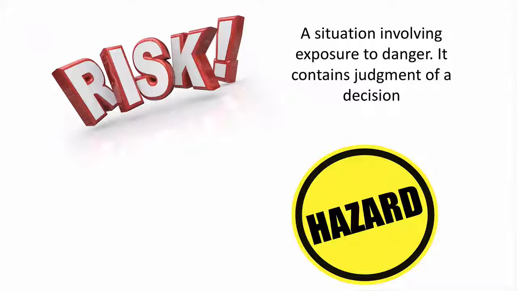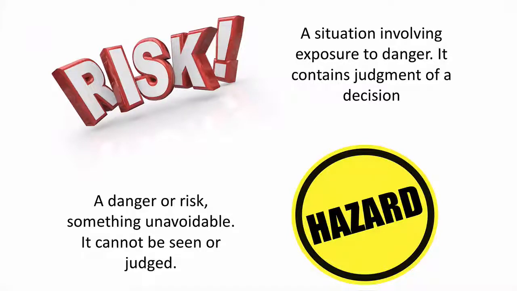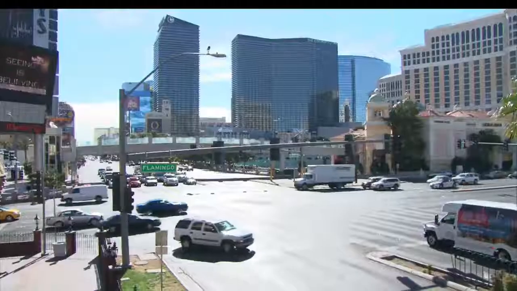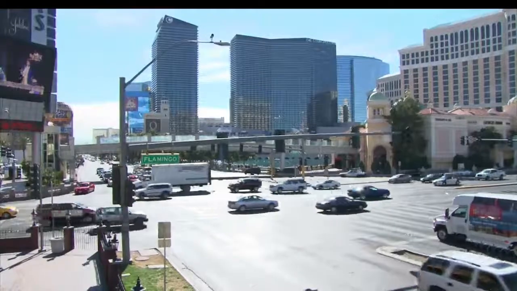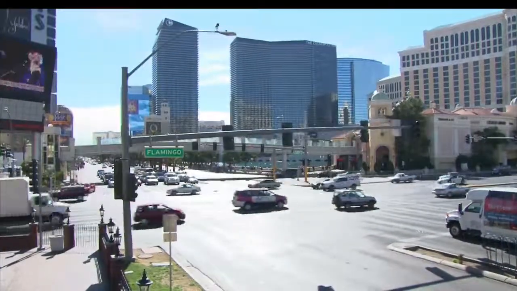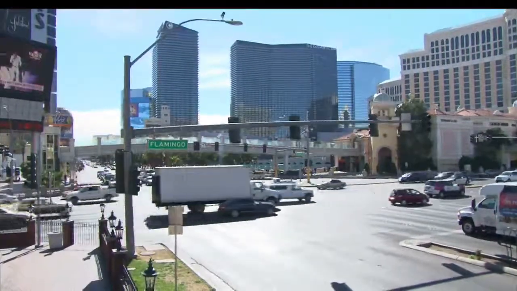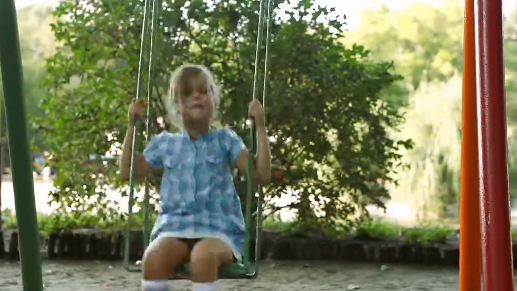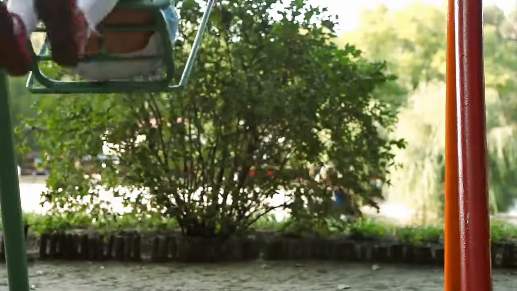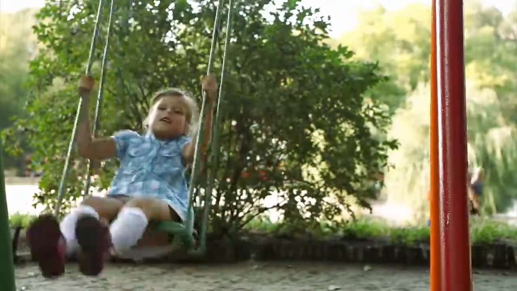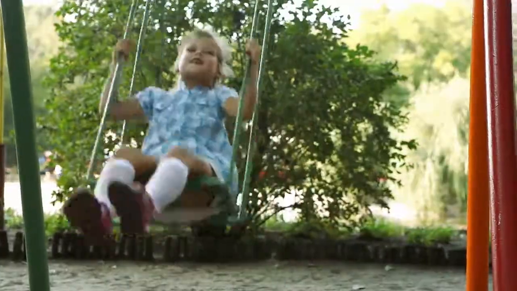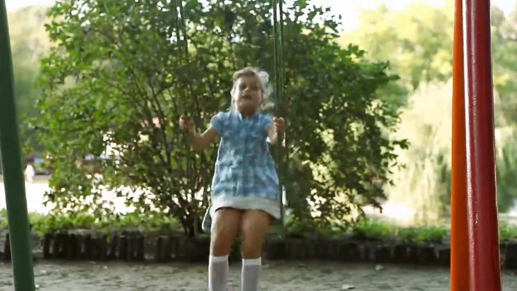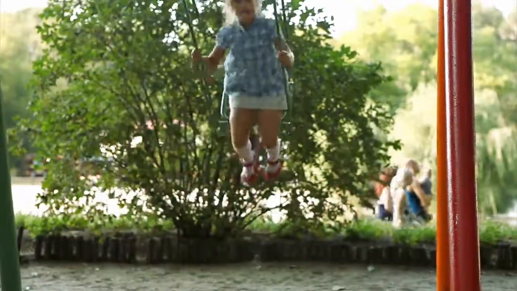So now let's talk about the definition of a hazard. It is a danger, risk, or something unavoidable that cannot be seen or judged. For example, adults say that a blind corner is a driving hazard because we cannot judge if and how fast other traffic is approaching. A child can fall because a worn-out S-hook from a swing breaks with the stress of the swinging motion.